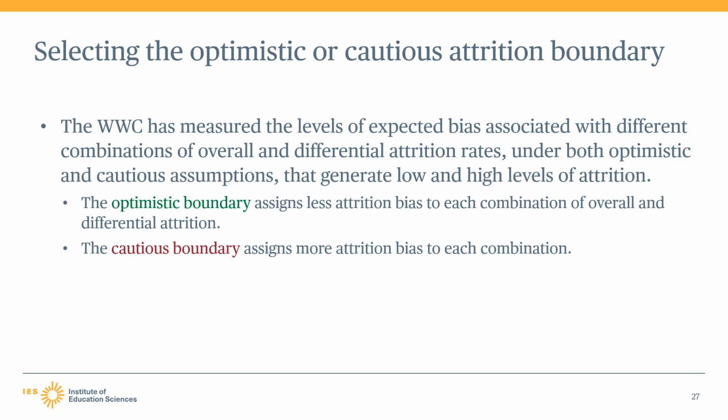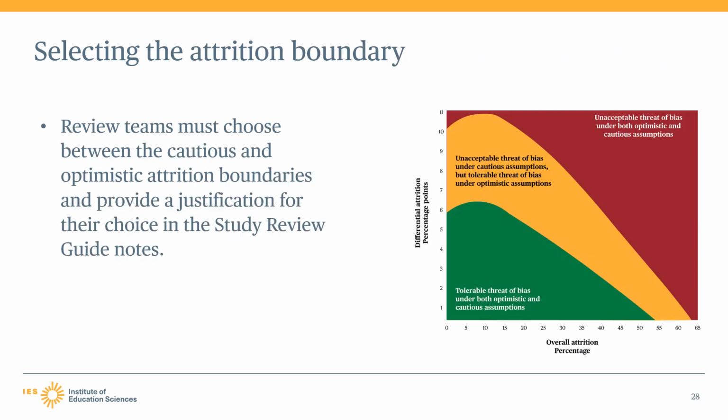If a review team finds that they cannot defensibly choose between the optimistic and cautious assumptions, they should articulate this and should use the cautious assumptions. The graph on this slide illustrates the difference between the optimistic and cautious attrition boundaries. The vertical axis on the graph represents differential attrition, and the horizontal axis represents overall attrition.